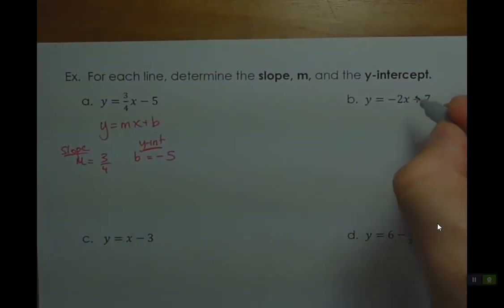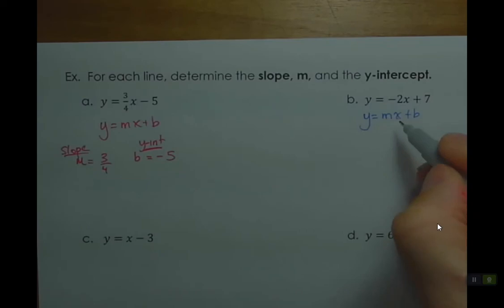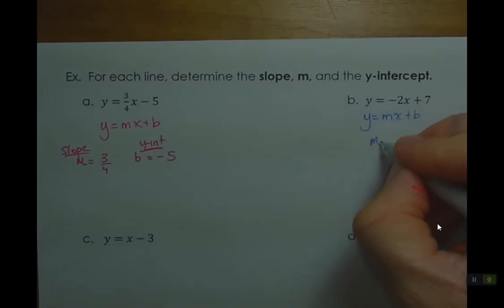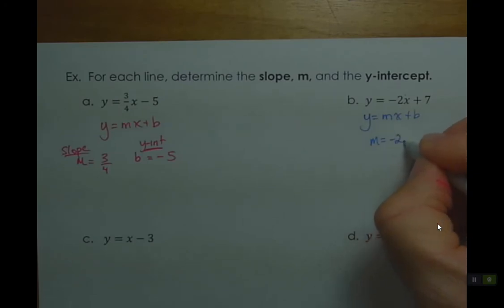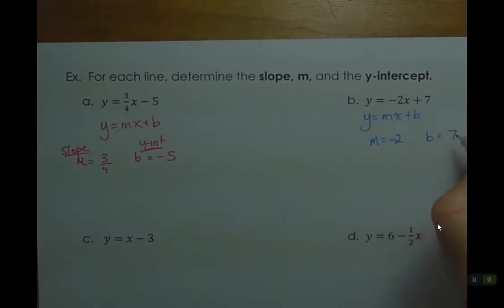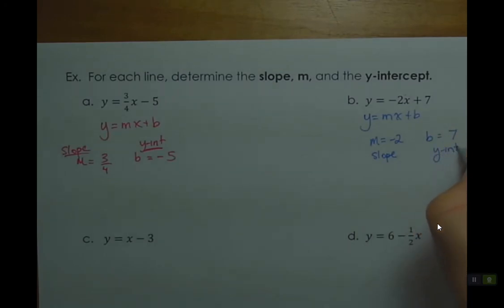All right, same thing with this. Some people need a visual reminder that goes with that. Make sure you take the signs with it. M is -2. My b is 7. So that's my slope, my y-intercept.